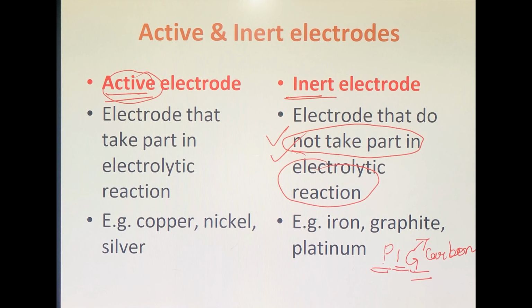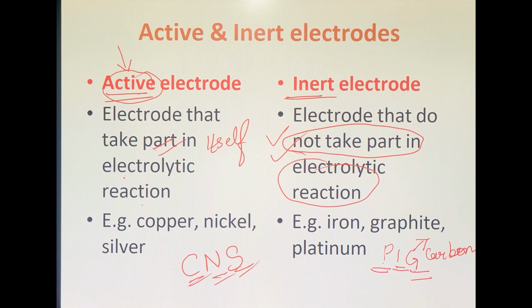What is an active electrode? Again, look at the word. The word active means this electrode will itself start taking part in the electrolytic reaction. So it will not be just a mere spectator in the reaction. What is it going to do? It is going to take part in the chemical reaction. And what is the short form you have to remember for this? CNS. C stands for copper, N stands for nickel, and S stands for silver.